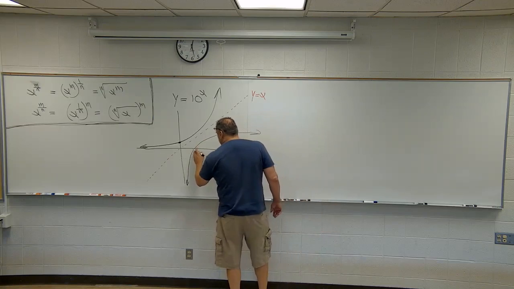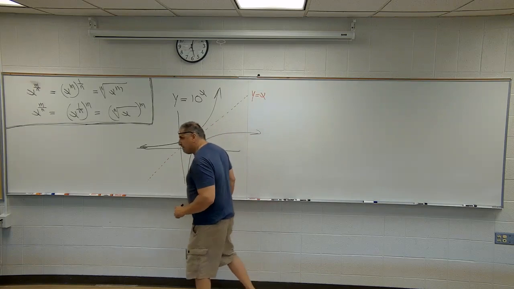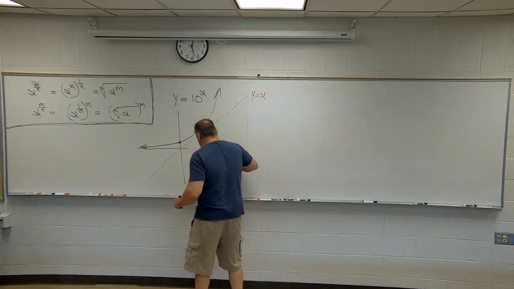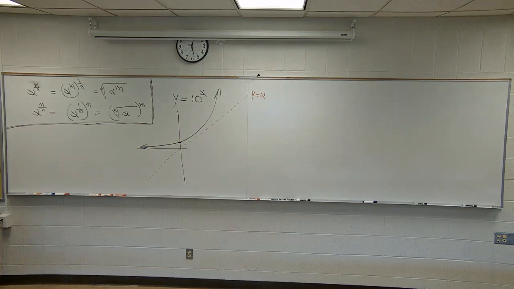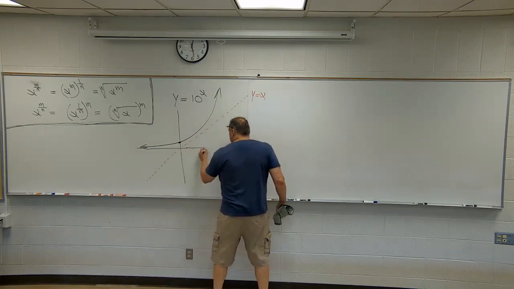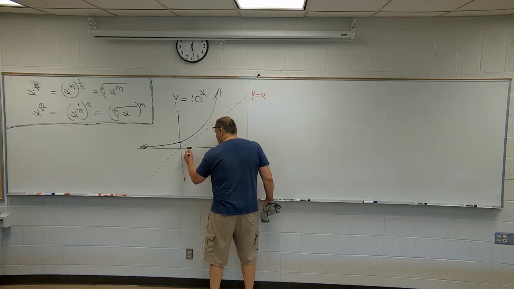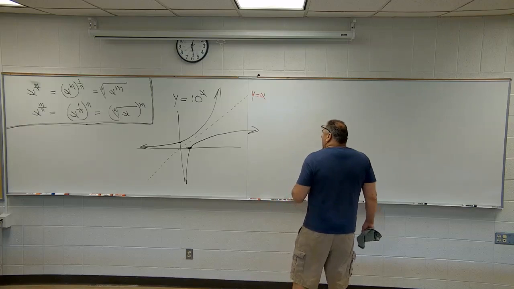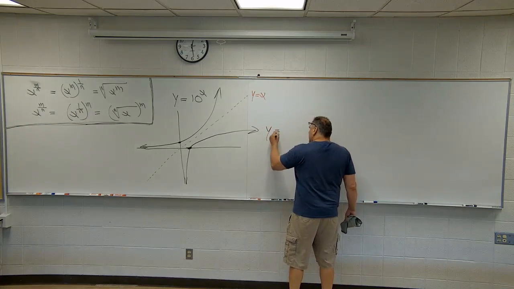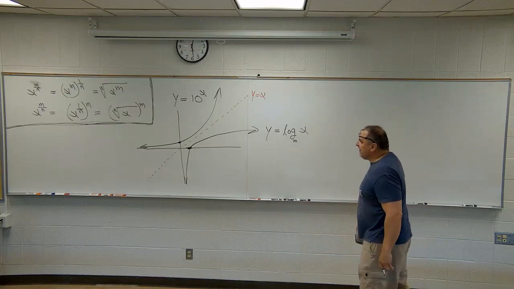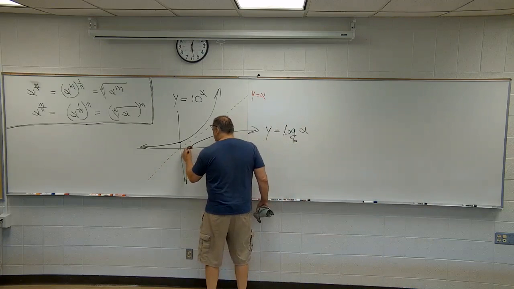This thing right here, I drew this horribly. Not really badly. I mean, it's just a guide, guys. That's the big thing I've got to look at. But let me try to kind of clean that up a little bit. They are mere reflections of one another. This is the logarithmic function. Log base 10 of x. The logarithmic function tells you what the exponent is for a given value.